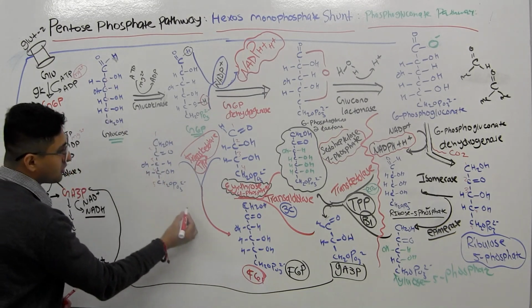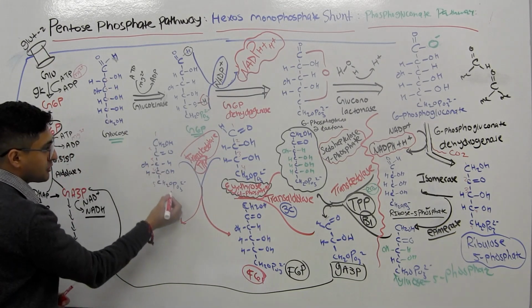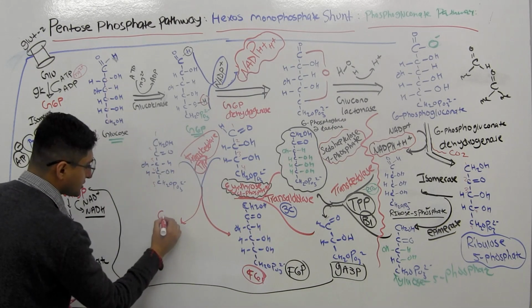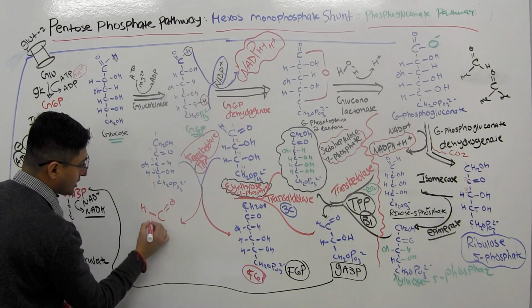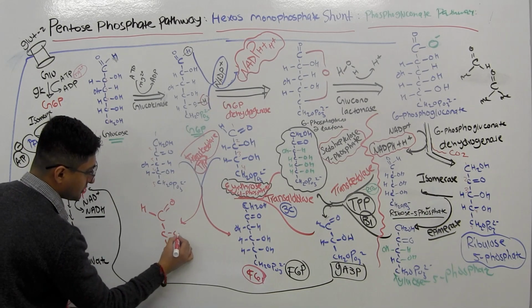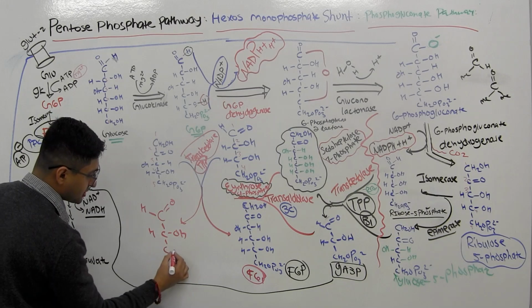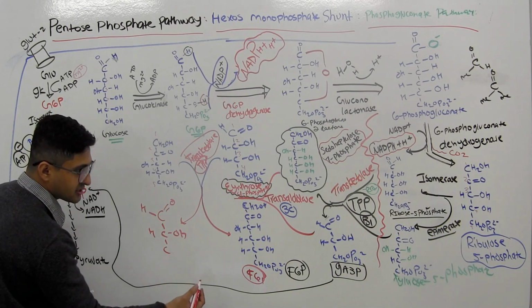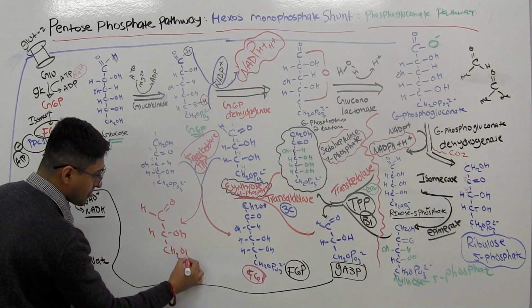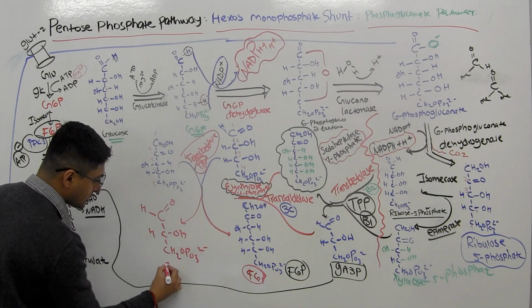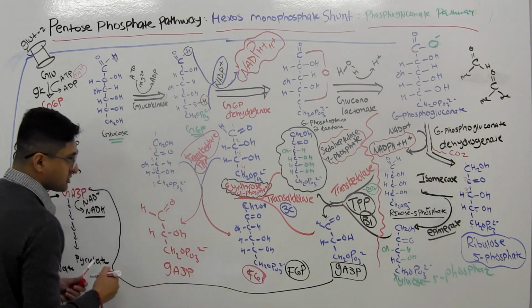And then this guy will lose 2 carbons, right? So what is that going to become? It's going to become C with the double bond O, the aldehyde with the 1 C, where this is going to be OH right here, and this is going to be H, and what is this going to be? Guys, it's CH2O PO3 2 minus, right? What is this? It's going to be glyceraldehyde 3-phosphate, right? So I wrote it in red.